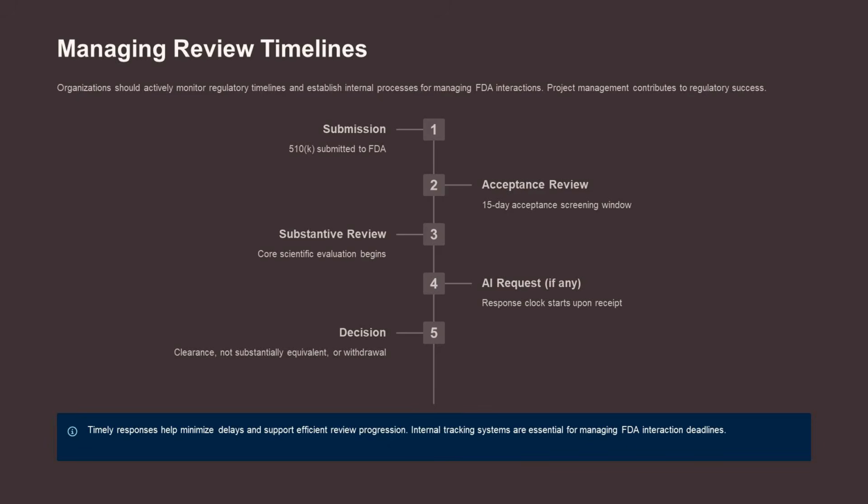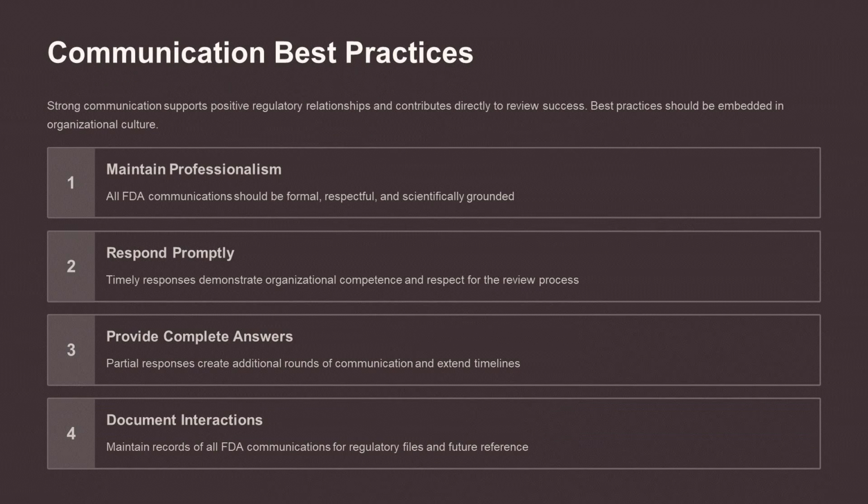Organizations should actively monitor regulatory timelines and establish internal processes for managing FDA interactions. Project management contributes to regulatory success. Timely responses help minimize delays and support efficient review progression. Internal tracking systems are essential for managing FDA interaction deadlines. Strong communication supports positive regulatory relationships and contributes directly to review success.